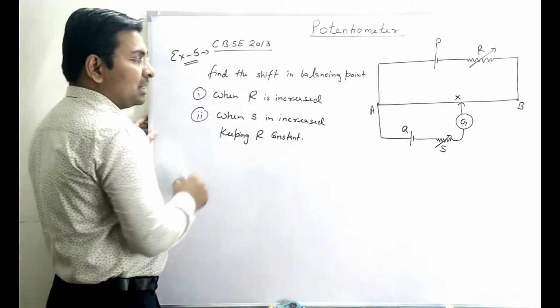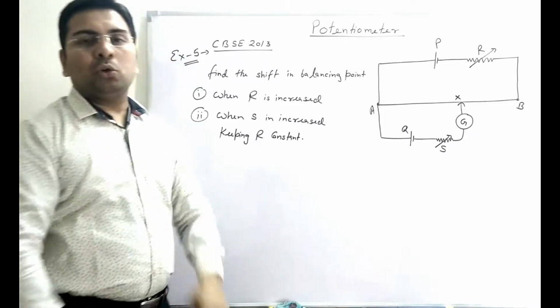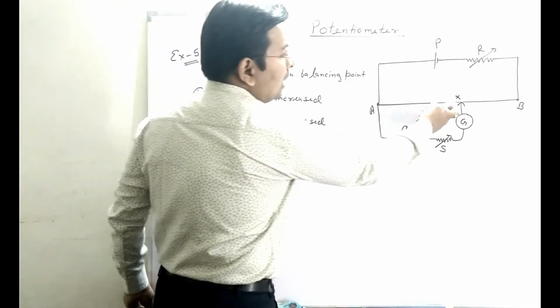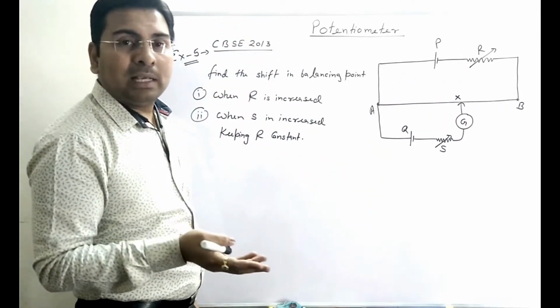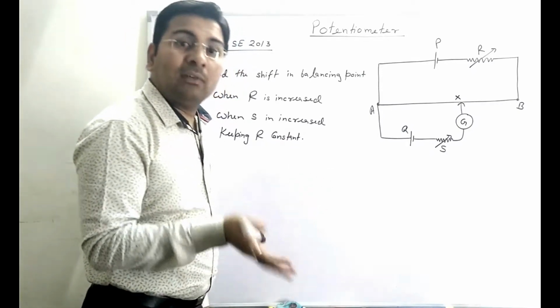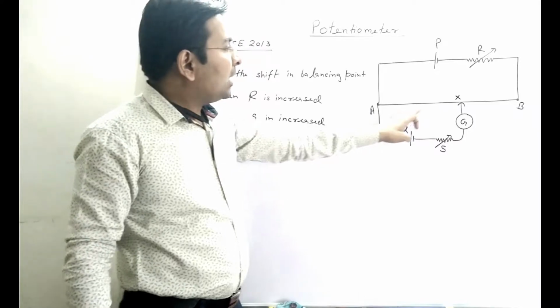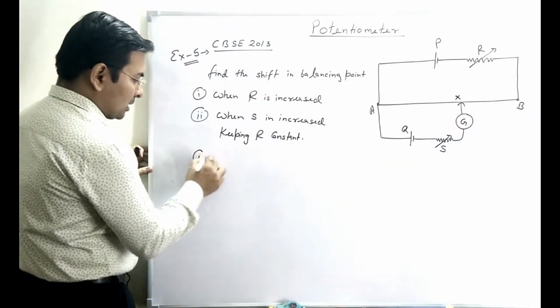First when R is increased, second when S is increased, keeping the R constant. So you have to find out the shift in null point when R is increased. Shift in null point length means whether it will increase or it will decrease, or simply you have to answer whether it will shift towards A or it will shift towards B. Okay, so let us do the solution for the first question.